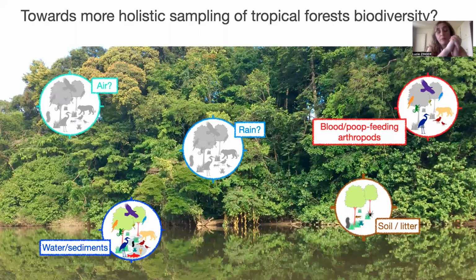Another alternative could be to sample the DNA that is present in the rainwash from the canopy. This is something that we'll start to study very soon in another project.